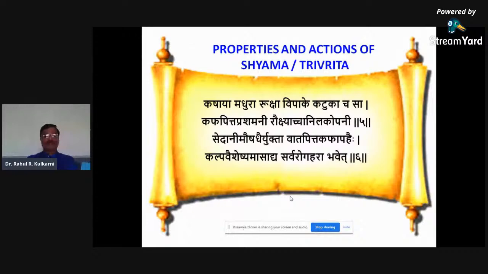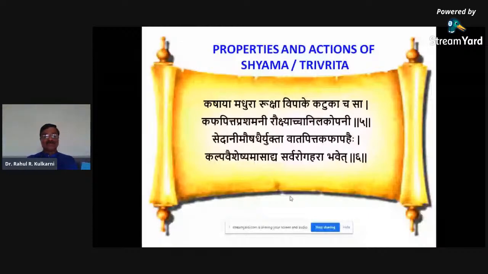Kapha Pitta Prashamanihi. These Shama and Trivrut are Kapha Pitta Shamaka in nature. Raukshya Cha Anila Kopani: due to the Utkrishta Ruksha Guna in it, it is Vata Prakopaka in nature. Now the question comes: Shama Trivrut is Ruksha in nature and Vata Prakopaka, yet it is used for Virechana. Virechana is one of the Karshana karmas, and due to Karshana, Vata again gets Prakupita. So whether it can be used in Vata associated conditions or not, for that the explanation is given.